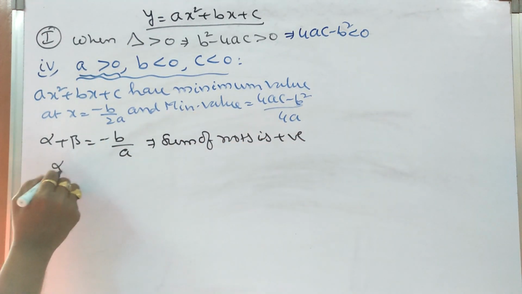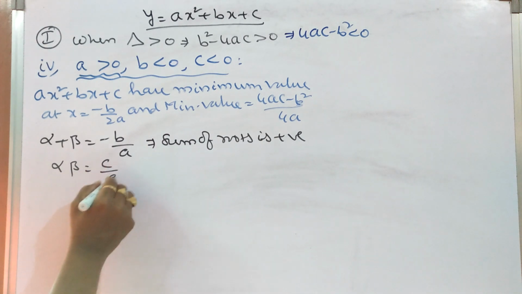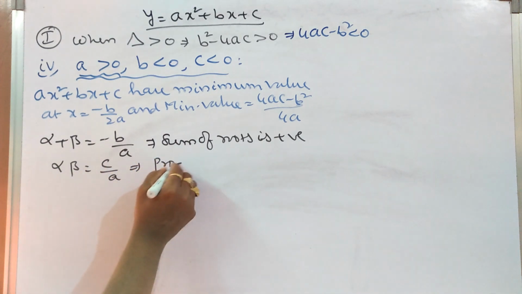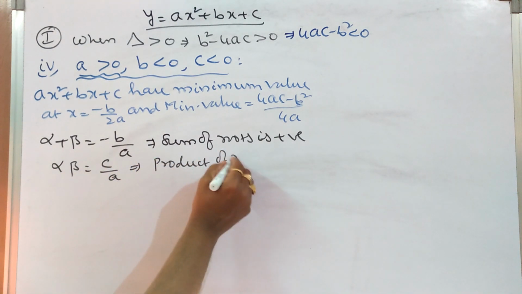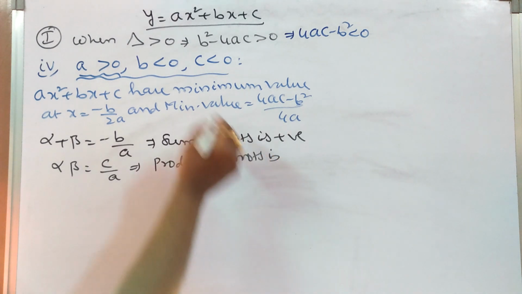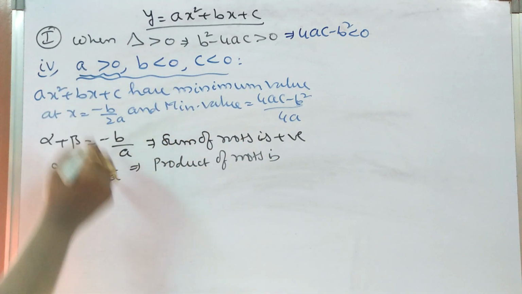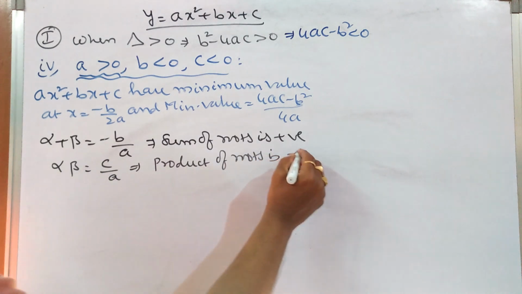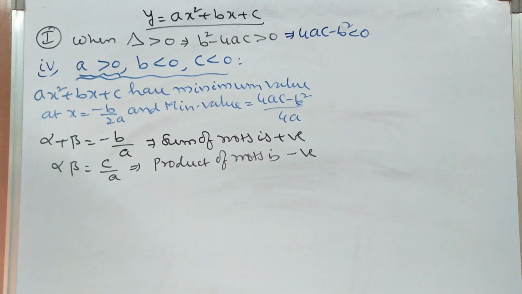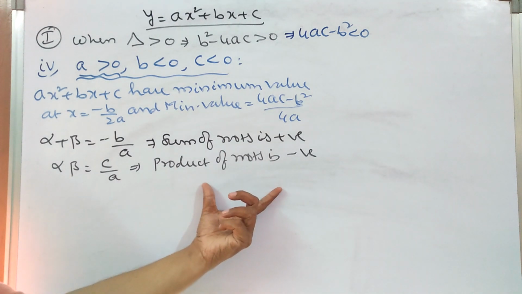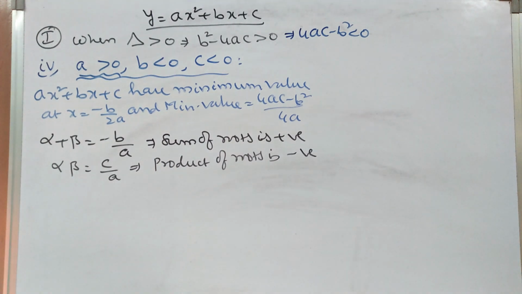Next, alpha beta. What is alpha beta? C by a. C by a means product of roots. How it will be? Let us see. Product of roots is C by a. C is negative, a is positive. Negative by positive, negative. That means product of the roots is negative. I told you already, product of the roots is negative means both roots have opposite signs.